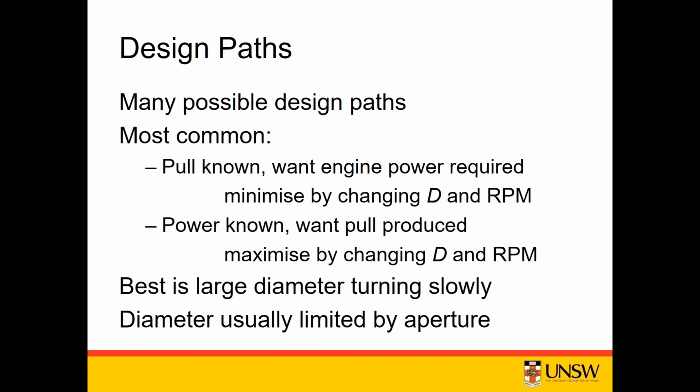If you found, for example, that the best diameter was not the largest that you could fit into the aperture, or on a twin screw vessel fit in the location for the propeller to go, it's a good bet that if you change the gearbox reduction and had the propeller turning more slowly, the larger diameter would give you better efficiency.